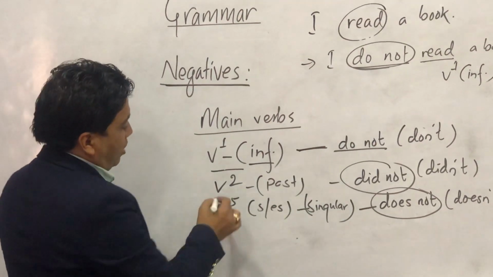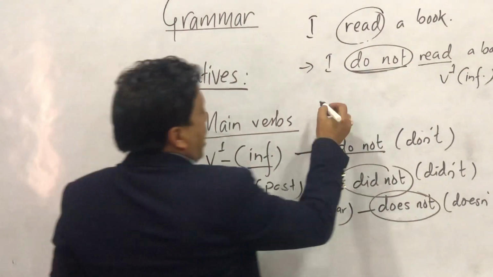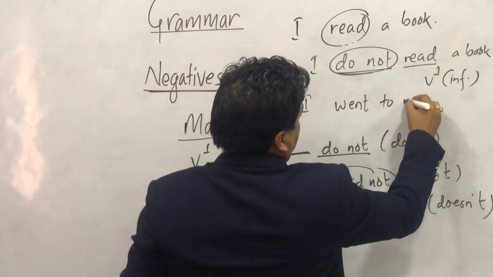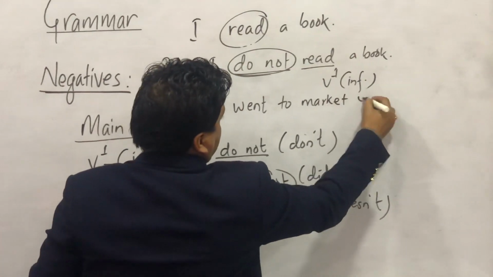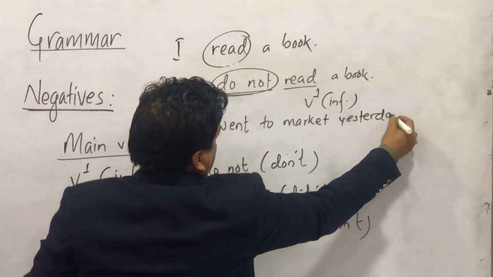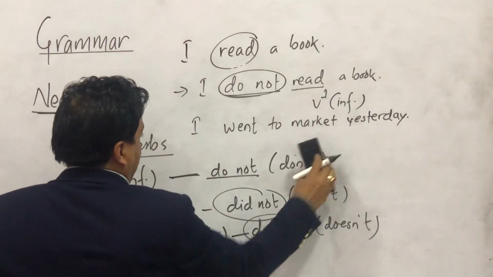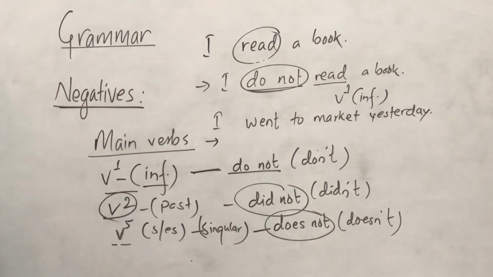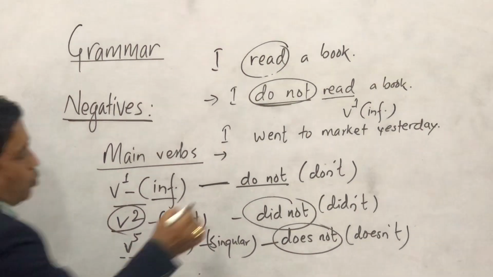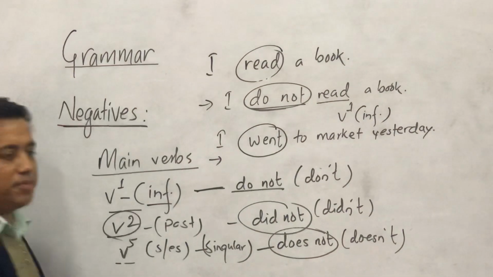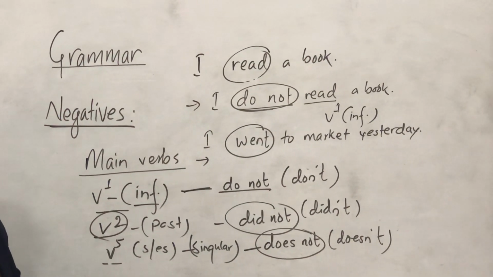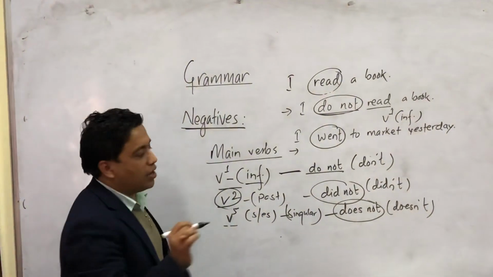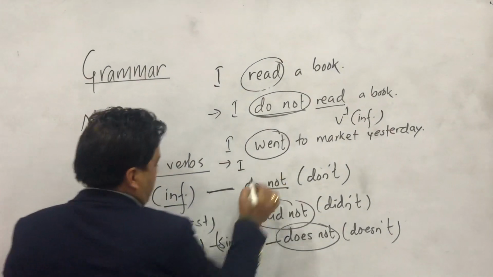Similarly, let me write one more example. I went to market yesterday. Okay, म हिजो बजार गएँ, okay? I went to market yesterday. Now, went is the second form, the past form of which verb? Go. Okay, go. So you can use this one.